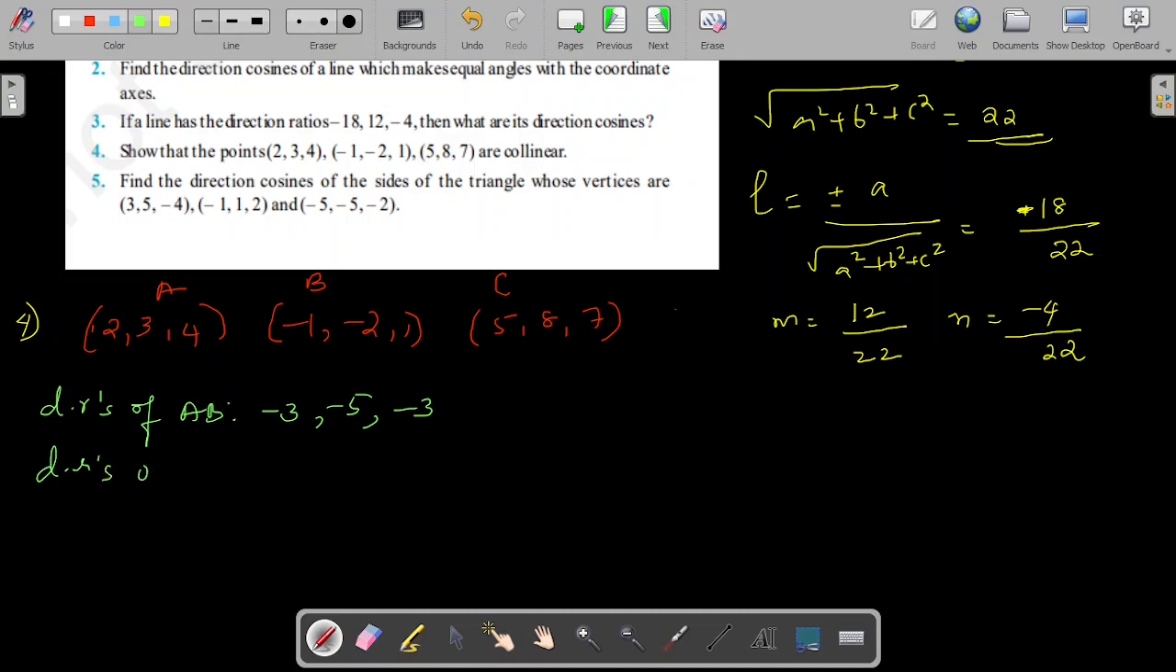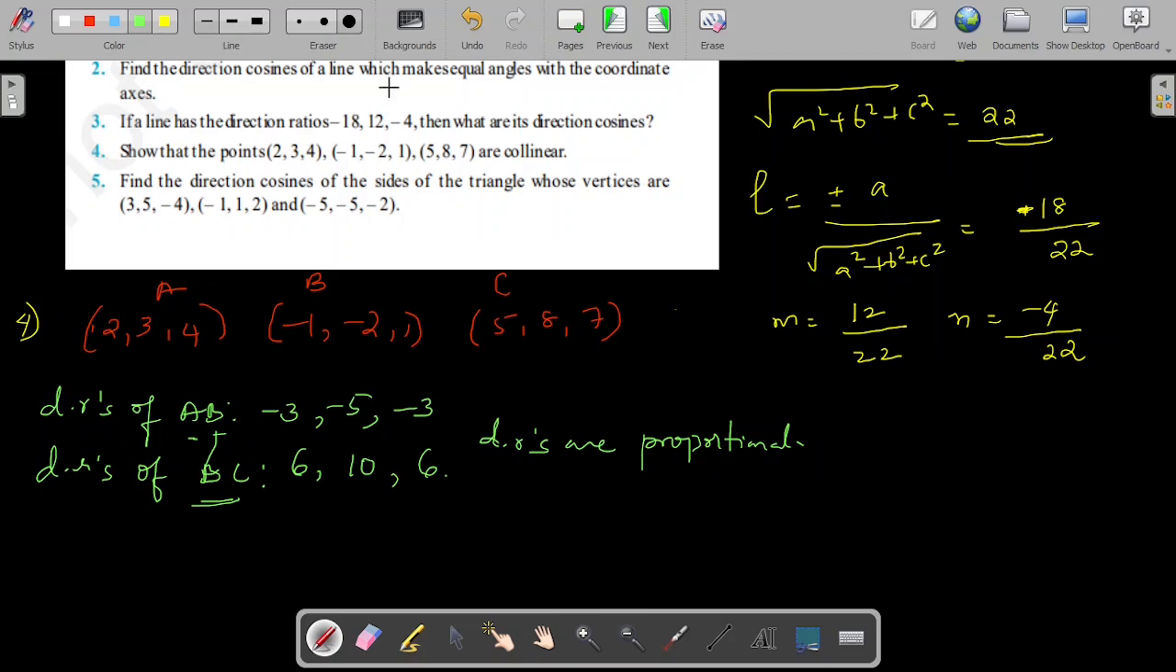Similarly, the direction ratios of BC: 5 plus 1 is 6, then 8 plus 2 is 10, then 7 minus 1 is 6. Now you can see that the direction ratios are proportional. Either they are proportional or equal. In that case, we say that the lines are collinear because B is a common point for both AB and BC, so they should lie along the same line. One thing is that if direction ratios are proportional, the lines could be parallel, but here they are not parallel because B is a point common to both AB and BC. Therefore, the 3 points must be along the same line.